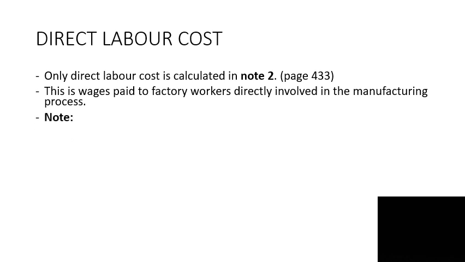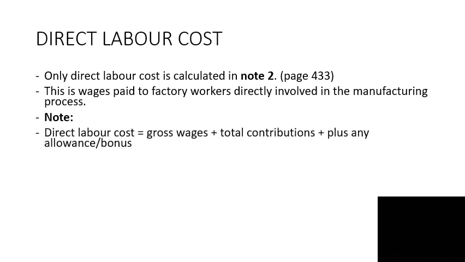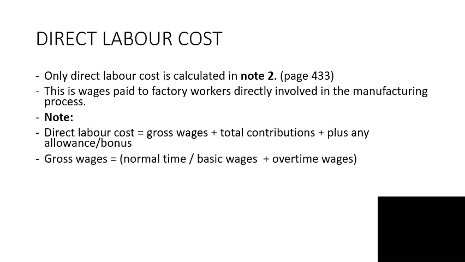So we need now to know, whenever you are required to calculate labor costs, whether it is direct or indirect, we must know that the formula is our gross wages plus total contributions plus any other allowances or bonus that are paid to the workers. Also remember that gross wages are our normal time or basic wages plus overtime wages.